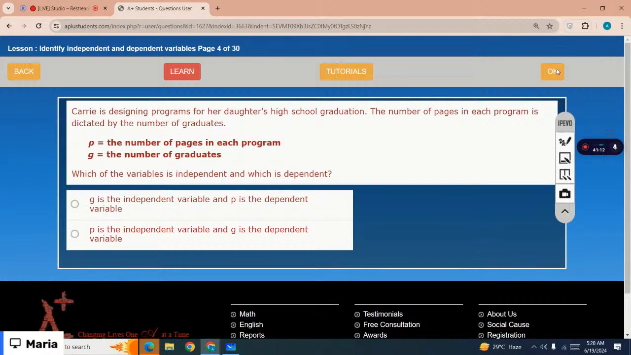Carrie is designing programs for her daughter's high school graduation. The number of pages in each program is dictated by the number of graduates. P is the number of pages in each program and G is the number of graduates. Which of the variables is independent and which is dependent? Which is the correct option?